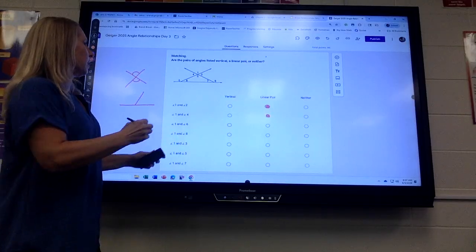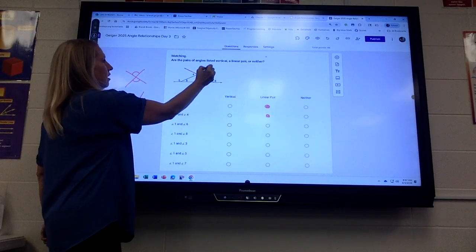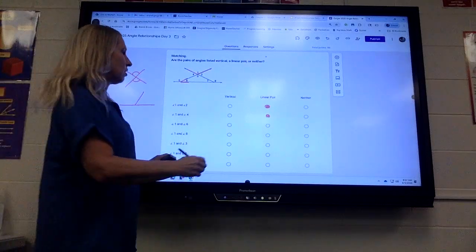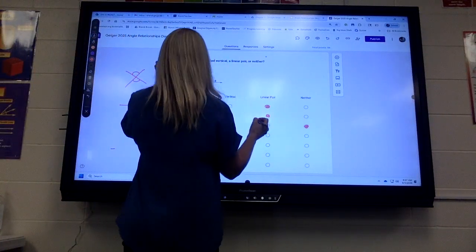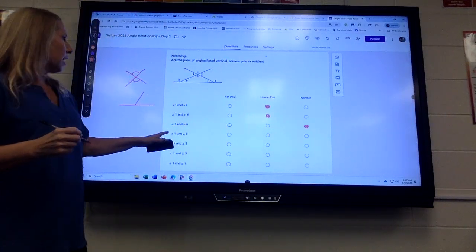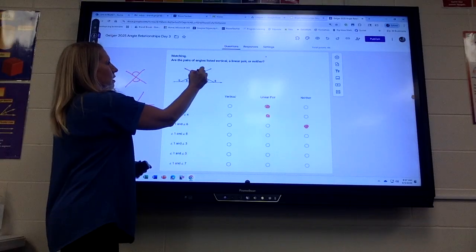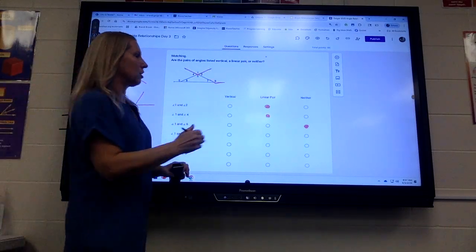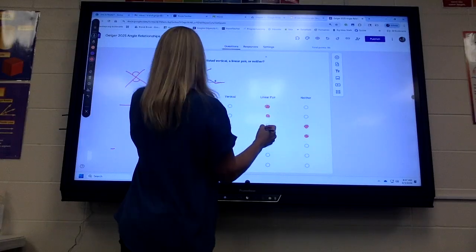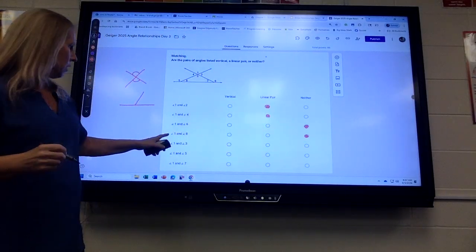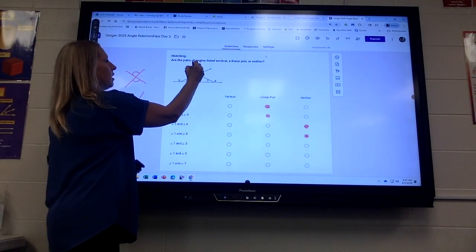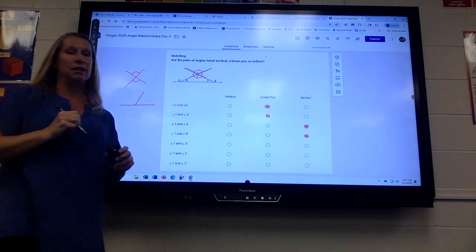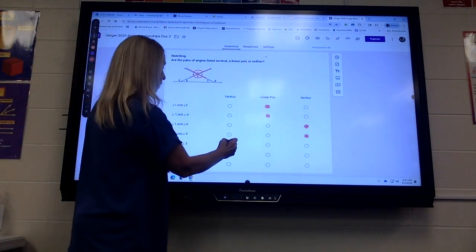And then if I look at 1 and 4, same thing, they make a straight line, linear pair. If I look at 1 and 6, well, 1 is way up here and 6 is down here. So that's neither. They're not either one. If I look at 1 and 8, same thing. 1 is up here, 8 is down here, nothing, neither. What about 1 and 3? So 1 and 3, do you see how they're opposite and they make that perfect X? That would be vertical.